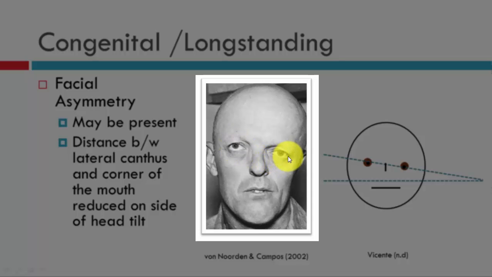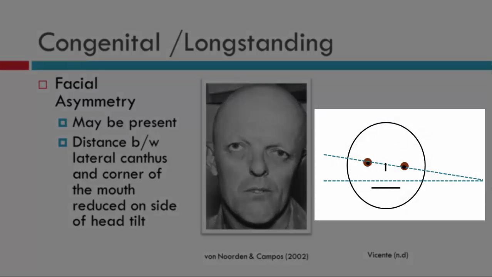And then if we take the lateral canthus of the left eye, we see that the distance between the lateral canthus and the corner of the mouth here is shorter than the distance of the lateral canthus of the right eye and the corner of this mouth. And this patient has developed facial asymmetry from the chronic tilting of the head to the left.